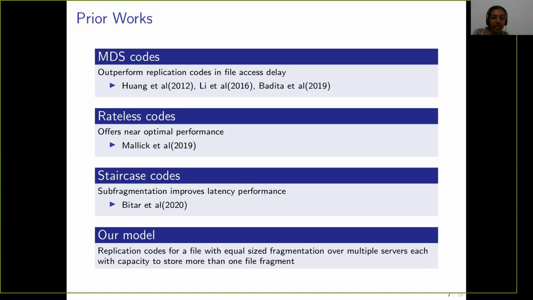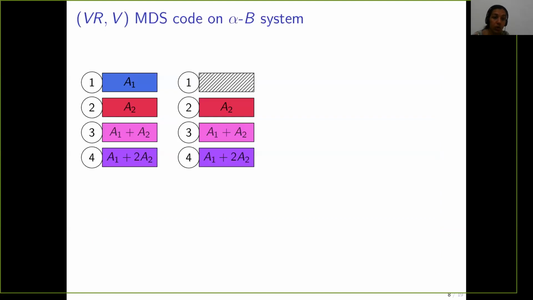Our model also employs the same technique, where we fragment each file prior to replication coding and storing it on a system of memory constrained servers. However, we assume that all fragments are equal sized, unlike in staircase codes. Now, before going into our model, let us first discuss the performance of MTS codes in our setting. That is, we have a file which is divided into V fragments, and it is MTS coded into VR encoded fragments and stored on a system of B servers.